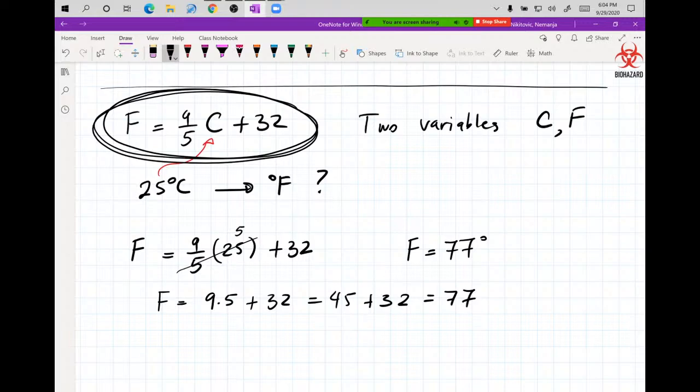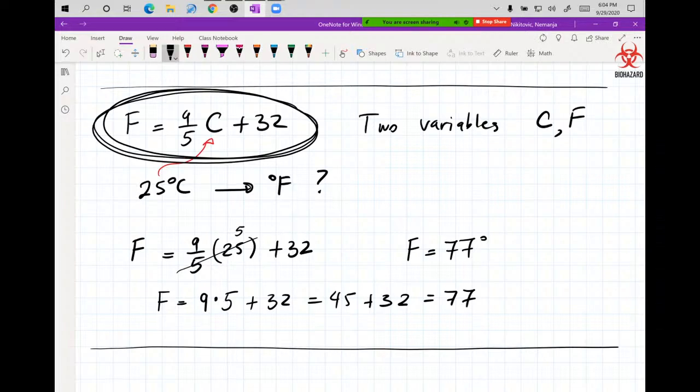Okay, I need the other way. Help. Yes. So I'm here at the bottom line, 9.5 plus 32. No, how did it become 9 times 5? Oh, 9 times 5. 9 times 5 is 45. Oh, okay, got it. Because we cancel the fraction and then that 25 becomes a 5.